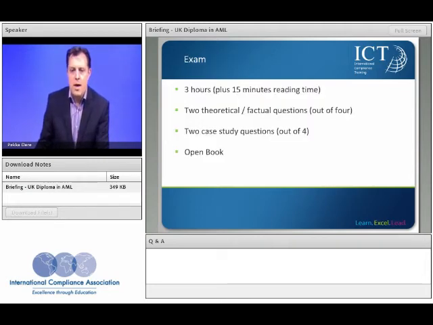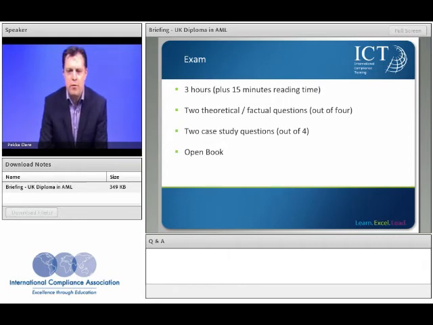Okay, the exam itself at the end of the program is 3 hours, open book, with 15 minutes reading time, during which you're able to make notes on the question paper. Essentially you have 2 sections to the exam paper, and you've got to answer 4 questions in total out of 8.